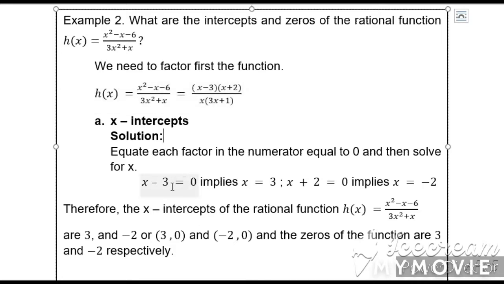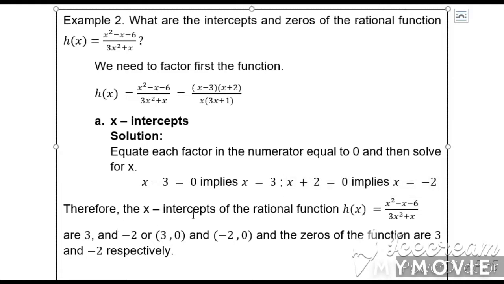So therefore, the numerator x minus 3 equals 0 implies that x equals 3, because you are going to transpose negative 3 to the other side, it becomes positive 3. The other one, x plus 2 from the given factor equals 0 implies x equals negative 2. Again, when you transpose positive 2, it becomes negative 2.